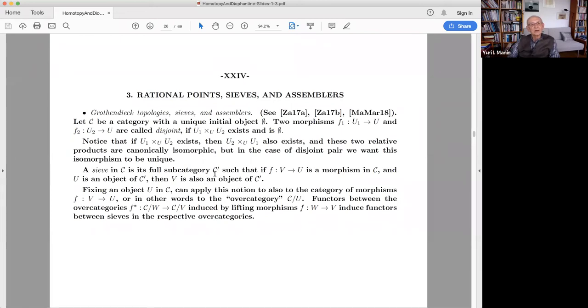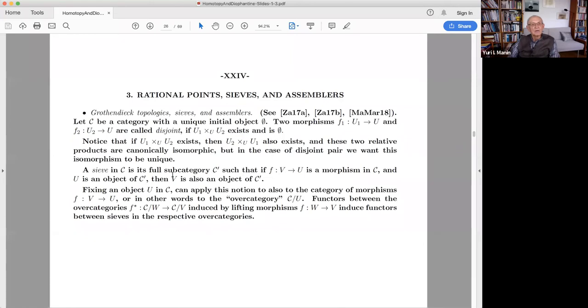I recall to you that a subcategory consists of some objects of C, and it's called full if between any objects of C prime, the set of morphisms is just the same as in C. So a sieve is a full subcategory such that if you have a morphism V to U in C, and if U belongs to C prime, then V also belongs to C prime. That is, for sieve morphisms in C prime, if we finish by something of C prime, then look at what we started, we started also from C prime.